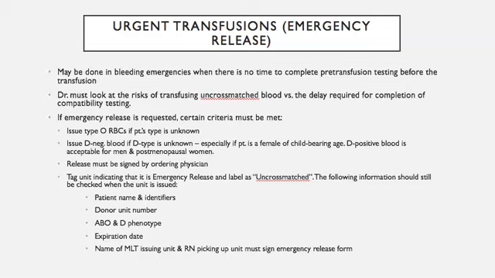A release has to be signed by the ordering physician. There's going to be a tag on the unit that indicates that it is for emergency release, and it's going to be labeled as uncross-matched. And then the following information should still be checked when the unit is issued. You're still going to check the patient's name and identifiers to make sure that you're issuing that blood to the correct patient, the donor unit number, the ABO and D phenotype of the unit, the expiration date on the unit, the name of the tech that issues the unit, and the nurse that's picking the unit up has to sign and date that emergency release form.